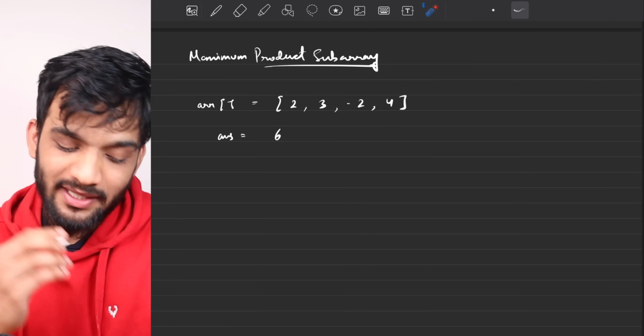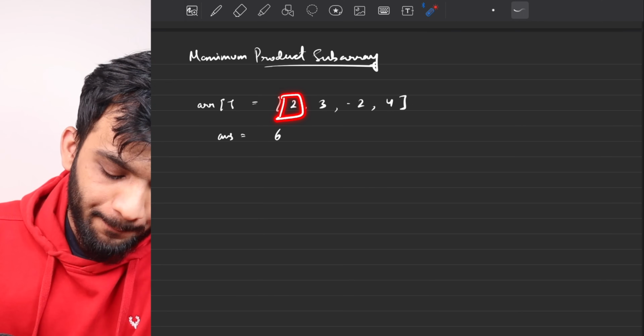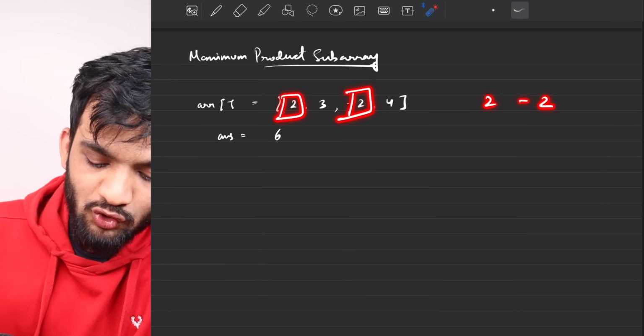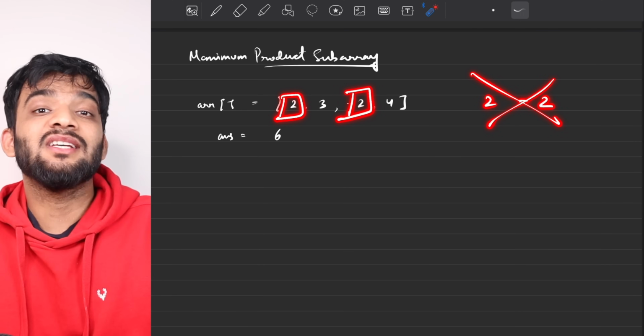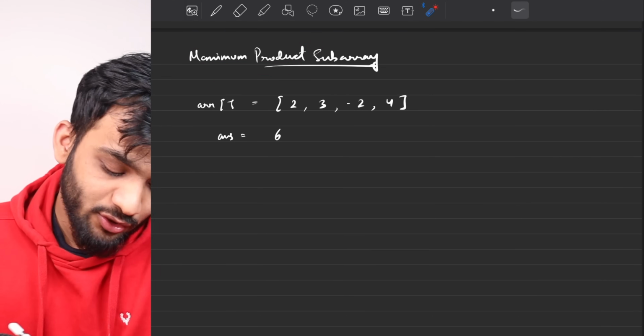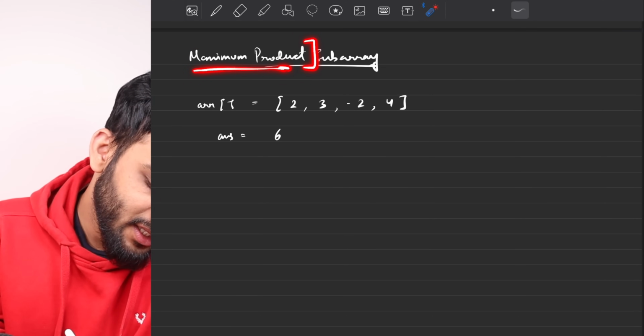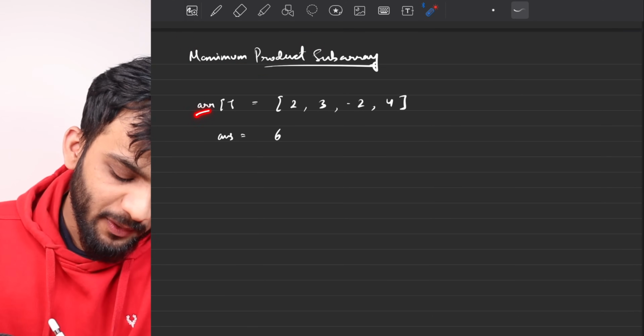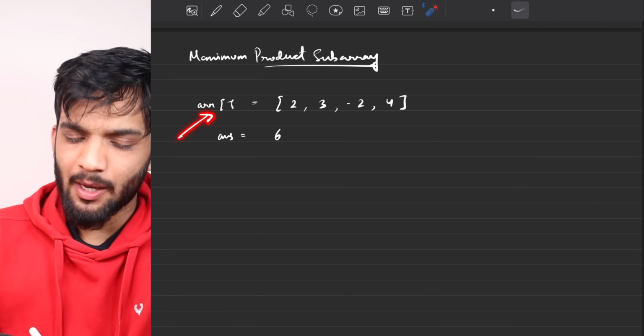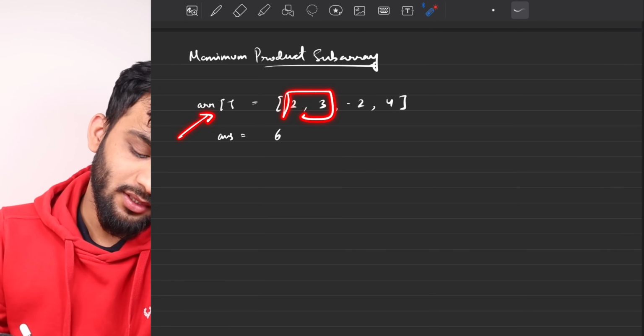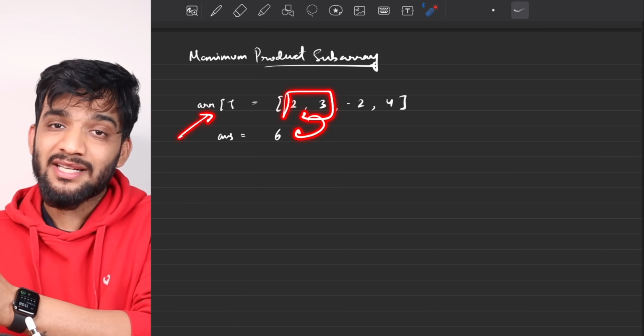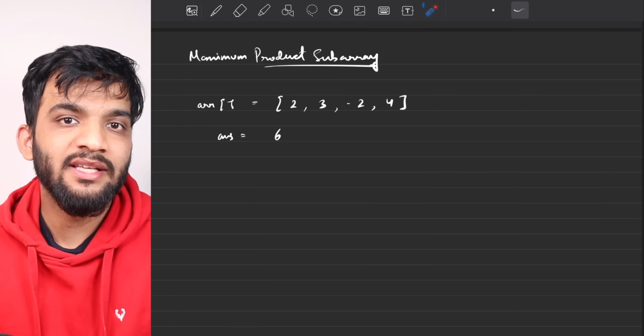Something that you cannot say is a subarray is, maybe if you pick up 2 and minus 2, this is not a subarray. This is a subsequence. So your task is to tell me which subarray gives me the maximum product. So in this particular example, if I pick up 2 and 3, the product will be 6, and this is the maximum product that you can get of all the subarrays.